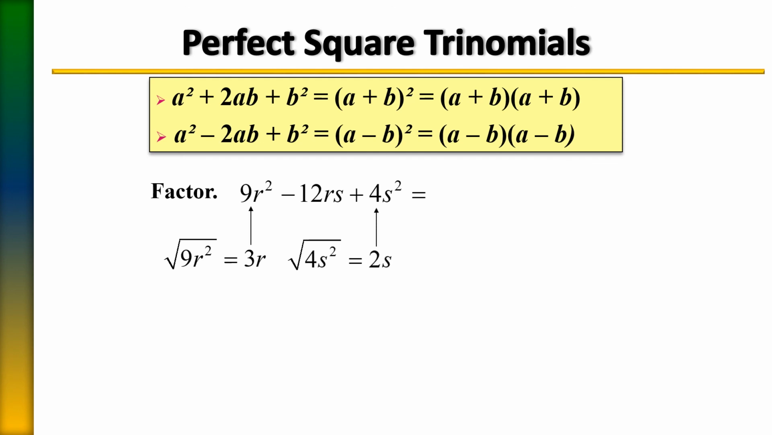Now remember, if you were to take the number 2 and multiply it with those numbers, if it gives you your middle term, which it does, then that's how you know it's a perfect square trinomial. And can you tell me what this one will factor into? That is correct. 3r minus 2s quantity squared. And there you have it, a perfect square trinomial.